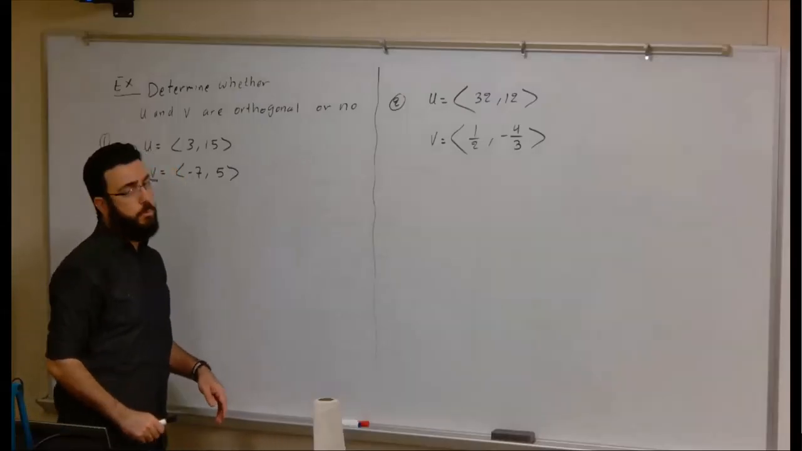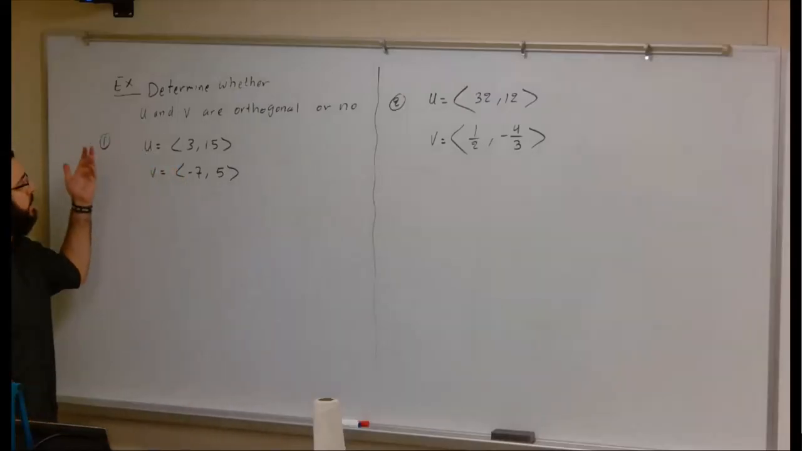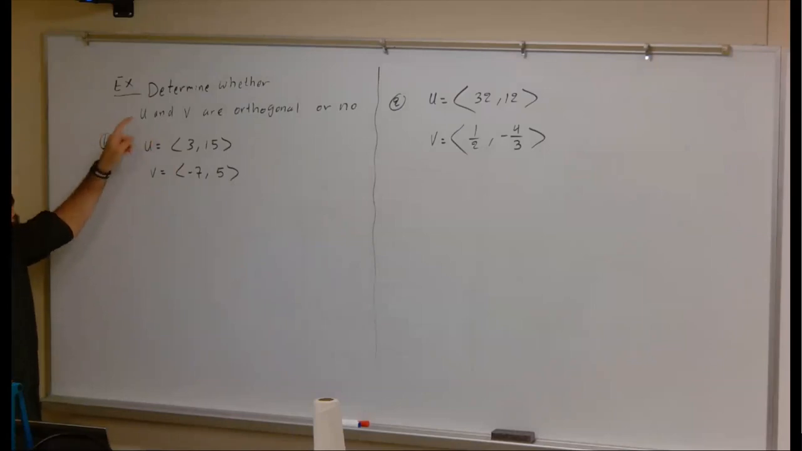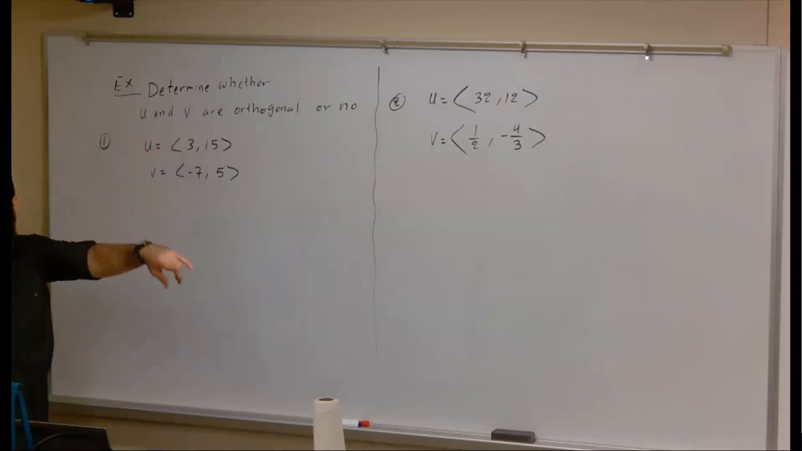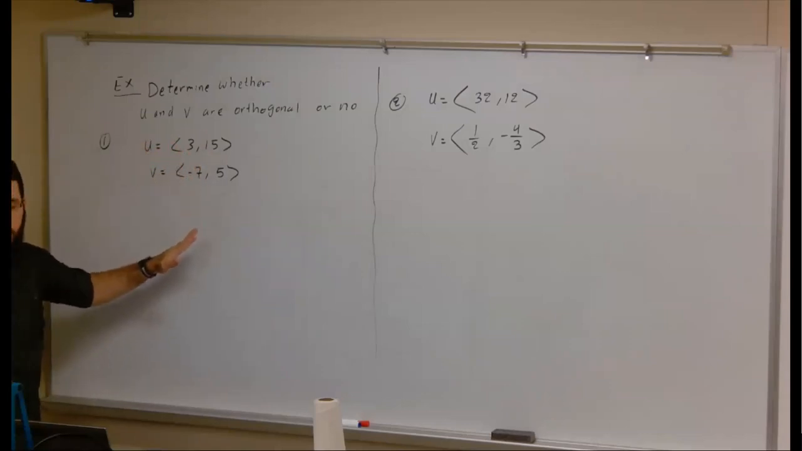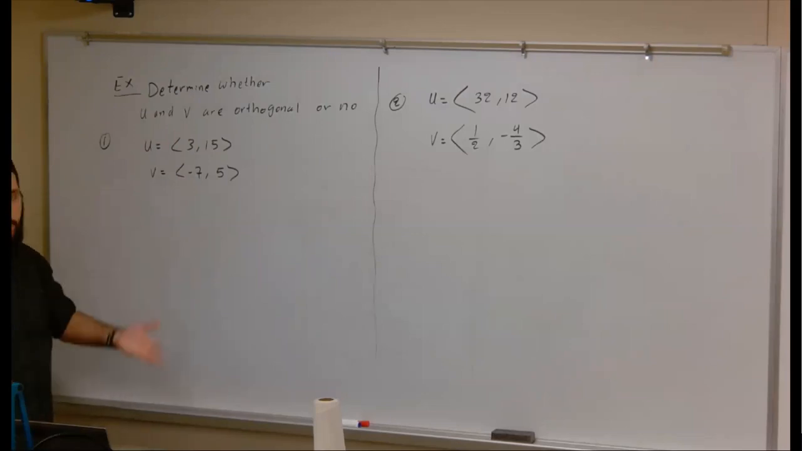Every time they ask you to find or prove whether U and V are orthogonal, you want to do the dot product. If the dot product equals 0, that means they are orthogonal. If not, that means they are not orthogonal. So we're just going to do the dot product.